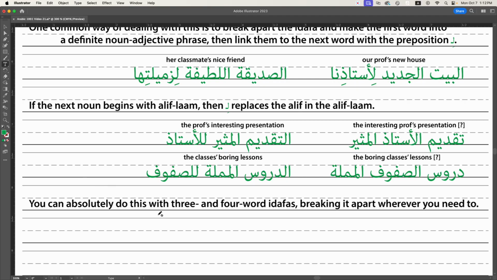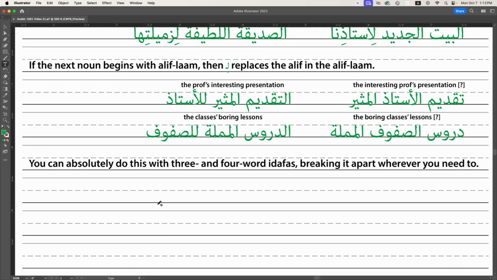So you can absolutely do this with 3 and 4 word idafas. Break apart wherever you need to, stick the adjective in, make everything up to and including the adjective definite, and then use li to knit it back together again. So let me show you an extended example here.